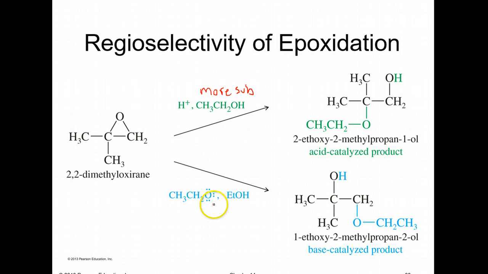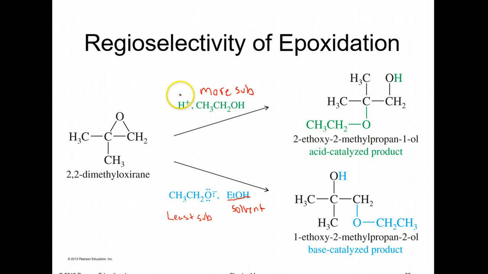If we don't have acid, if we just have O negative, and EtOH is ethanol, this is just the solvent that this reaction is done in. It's not actually part of the mechanism. So here I just have an O negative, and this group goes to the least substituted carbon.